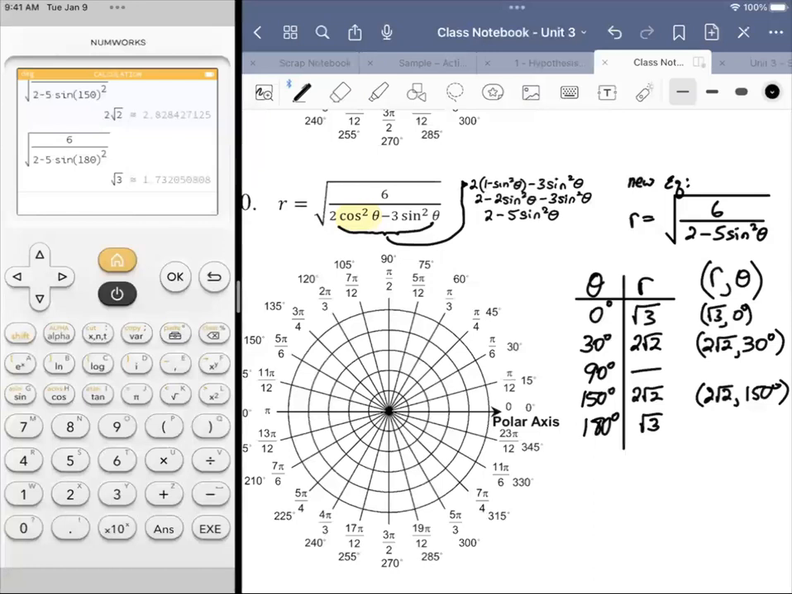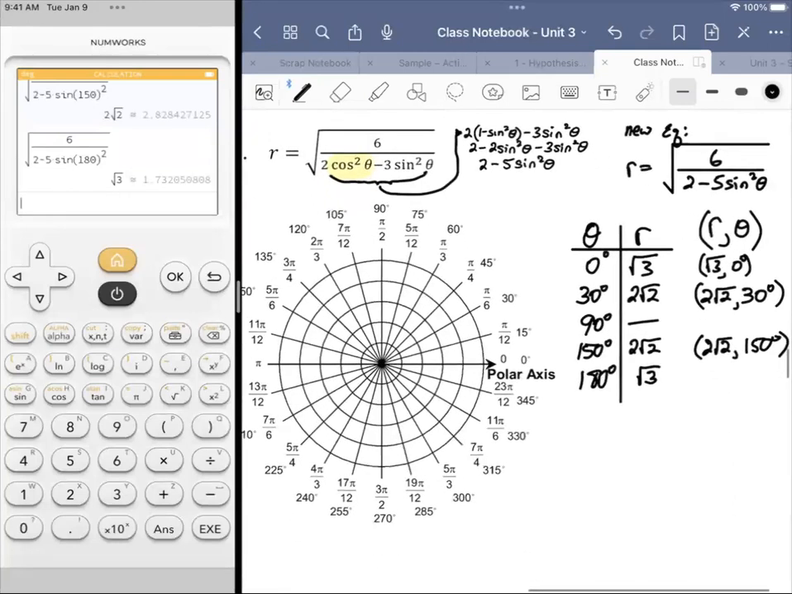Now, 2 radical 2 is about 2.8. I haven't seen any evidence that we're going to go very much larger than that in this neck of the woods. So I'm fine with leaving this as an ordinary scale. All right, so 2.8-ish are the two radical twos. The 1.7-ish is the radical three. So in the direction of zero, I'm going to go 1.7-ish, so like in this neighborhood. In the direction of 30, I'm going to go 2.8-ish, so almost three.